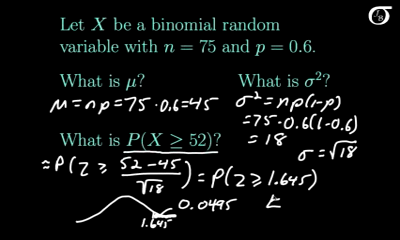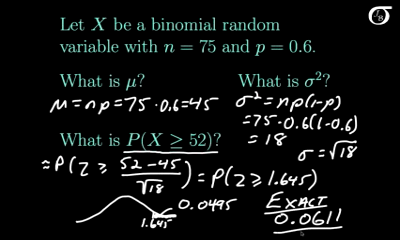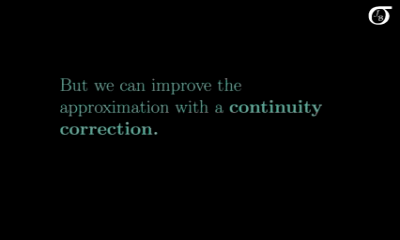Now compare that with the exact value that we get if we use the binomial formula, which I'm not showing here, but I used a computer to get the exact value based on the binomial distribution, and we get 0.0611. And our value based on the normal approximation, well, it's in the ballpark, but it's still a little bit off. But we can improve that approximation with something we call a continuity correction. We are moving from this discrete binomial distribution to this continuous normal distribution, and when we do that, we can improve the approximation with this continuity correction.